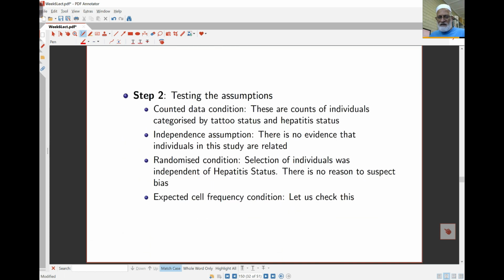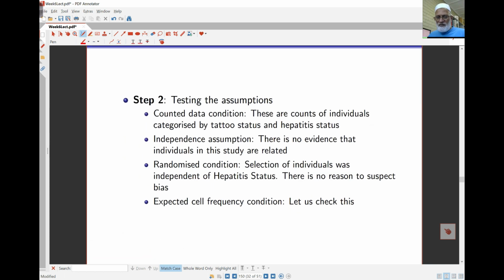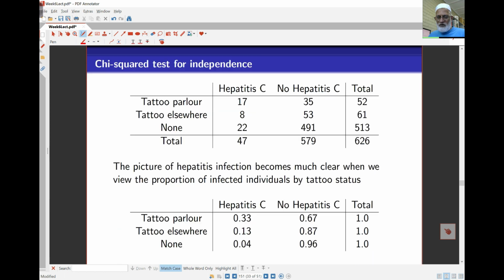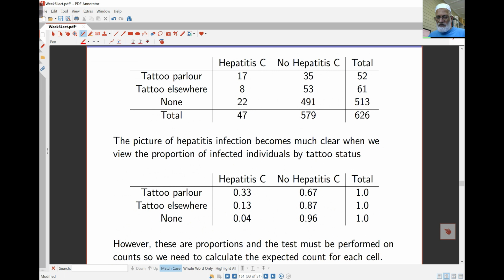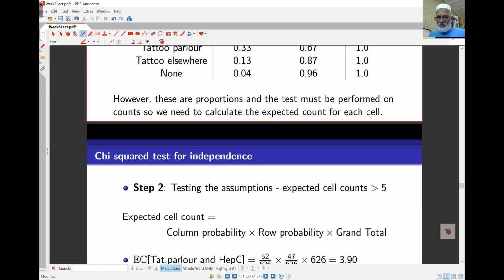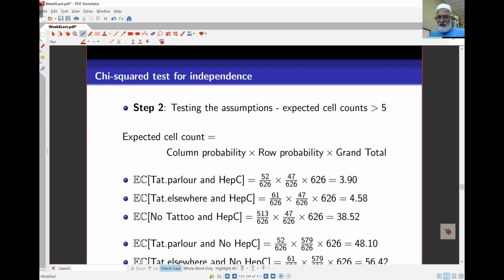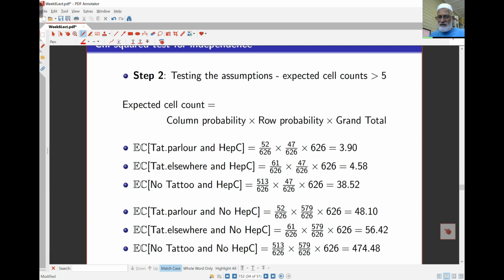The steps are exactly the same. The expected cell counts are worked out the same way, so here probability wise we can work it out, but as I was saying earlier, all you need to do is it's cell column probability times row probability times grand total, or essentially column sum times row sum divided by grand total.